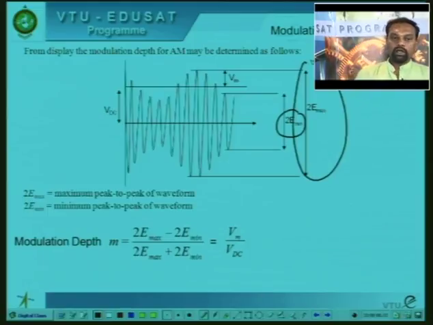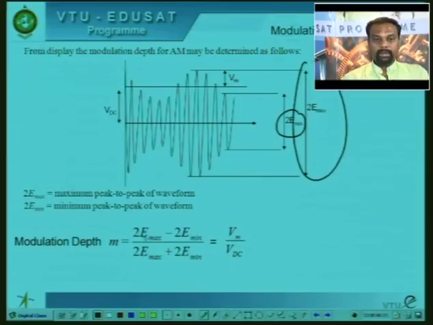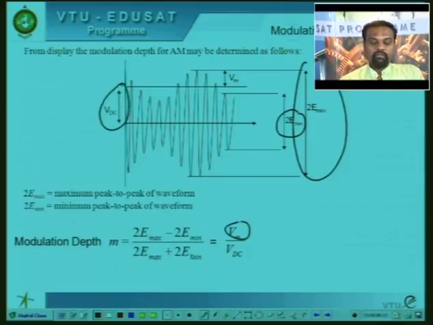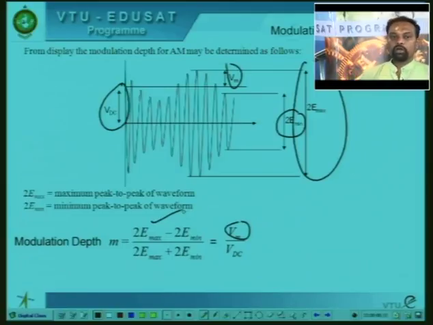Now we can also express the modulation depth, that is M, in terms of 2 E max minus 2 E minimum, that is Vm, and 2 E max plus 2 E minimum, that is VDC. So Vm is equal to 2 E max minus 2 E minimum, divided by VDC, which is 2 E max plus 2 E minimum. So VDC is represented by E max plus E minimum, and Vm is represented by E max minus E minimum. That is another way of expressing your modulation depth.